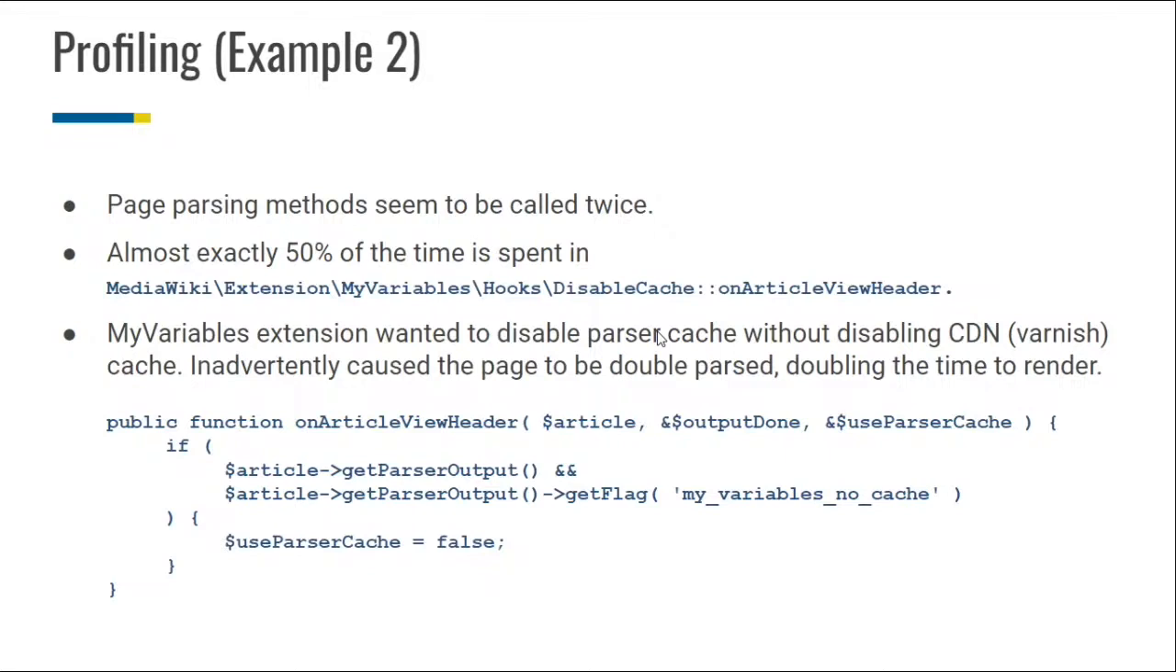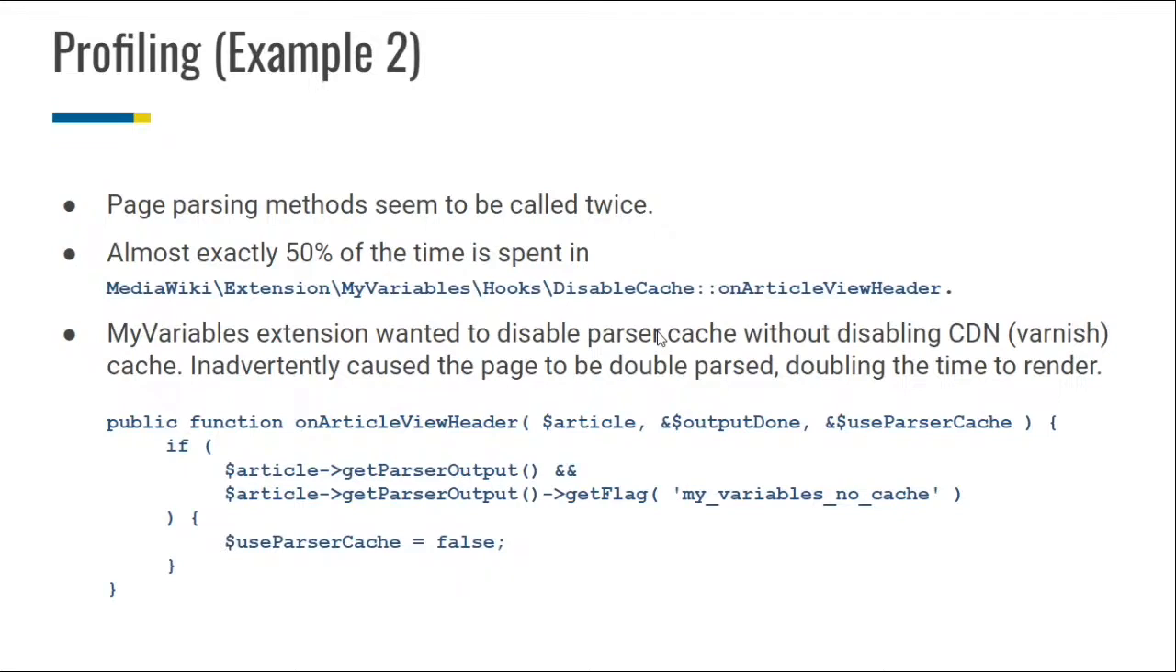where it got the article and it looked at a flag. A flag is something you can set when rendering a page. And it basically checked the flag to see if that page used this extension. And if so, it disabled the parser cache. And this hook is run before the page is displayed.